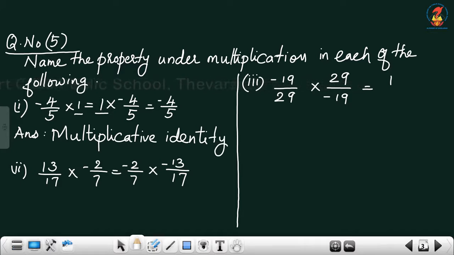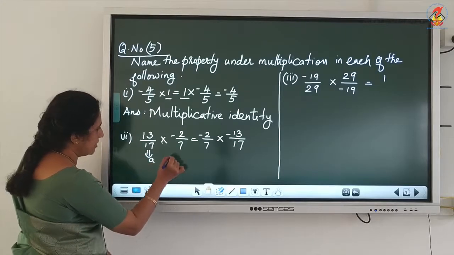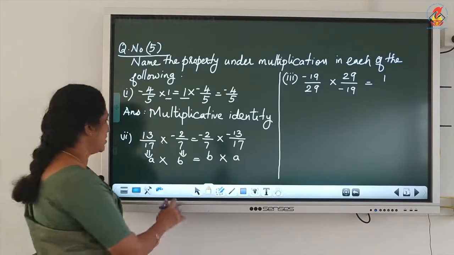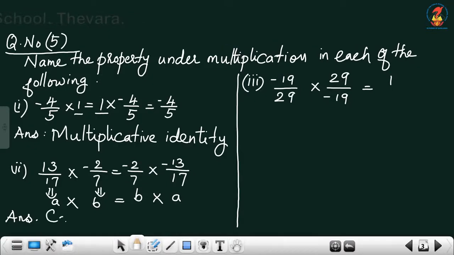Then, second question. 13 by 17 into negative 2 by 7, which is equal to negative 2 by 7 into 13 by 17. Do you remember which property? If you consider 13 by 17 as A, negative 2 by 7 as B, then negative 2 by 7 is B, 13 by 17 is A. So, A into B is equal to B into A. Which property? Commutative property. So, we can write down the answer as commutativity or commutative property under multiplication. Here it is mentioned, name the property under multiplication. So, commutativity or commutative property under multiplication.